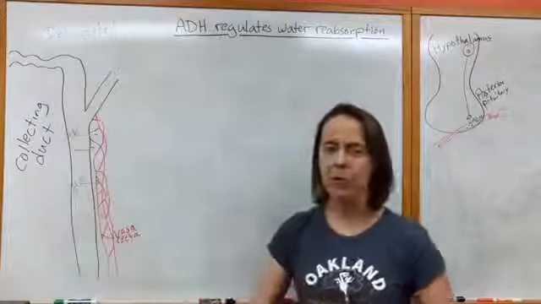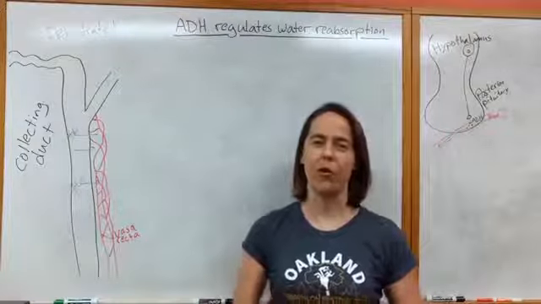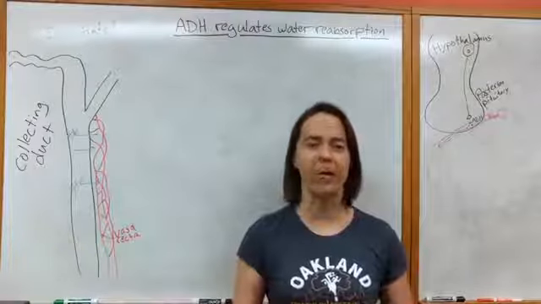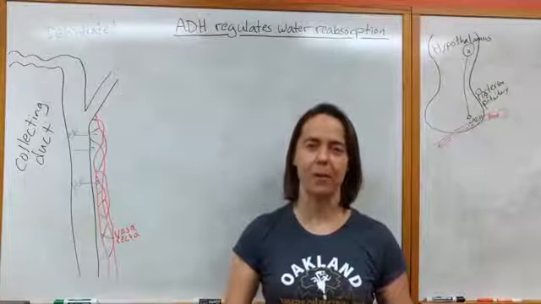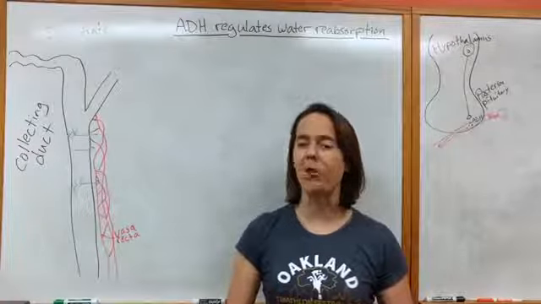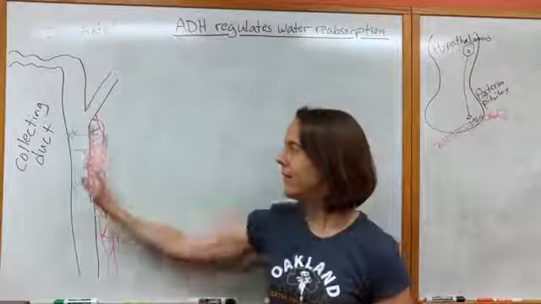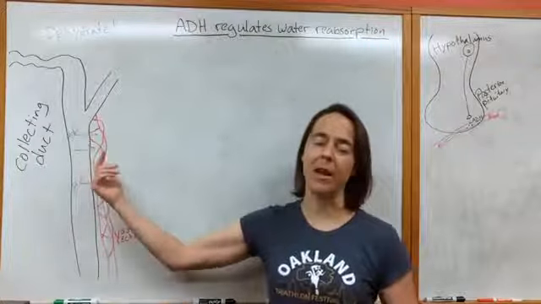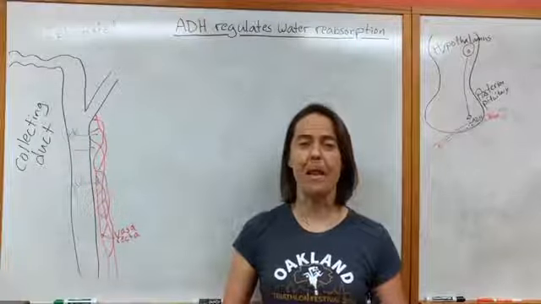Okay, so how can we help regulate water reabsorption? How can we increase water reabsorption? Remember that water is a polar molecule and it needs to go through a channel in order to get across the plasma membrane. So what we can do is regulate the aquaporins, the water channels in these membranes here, and that will regulate water reabsorption. And that's in fact exactly what this hormone ADH does.